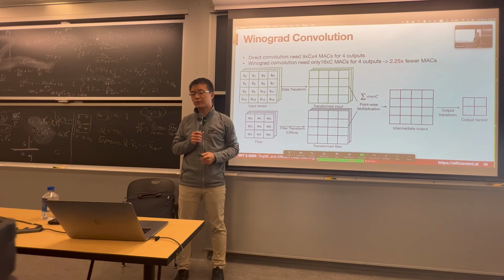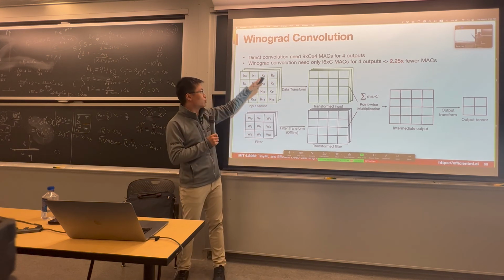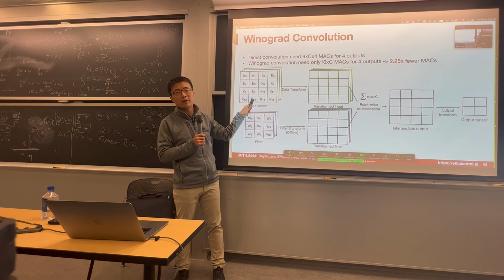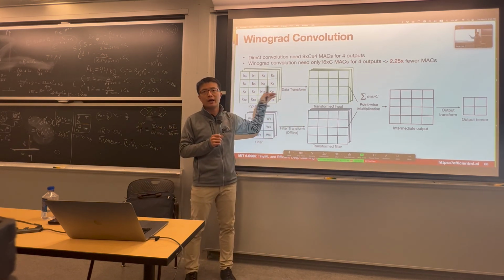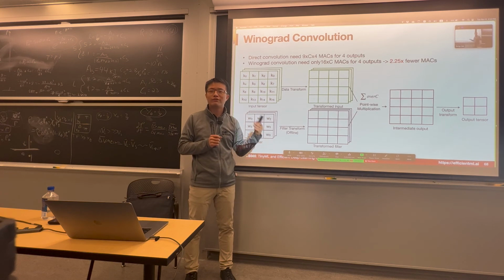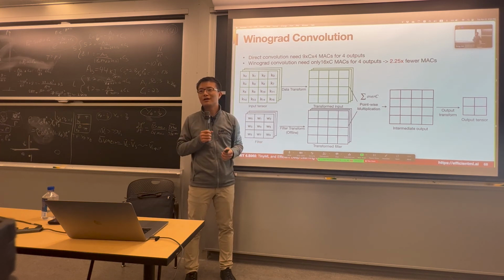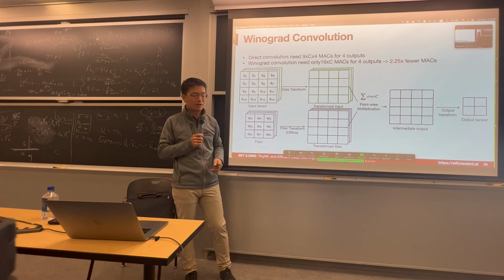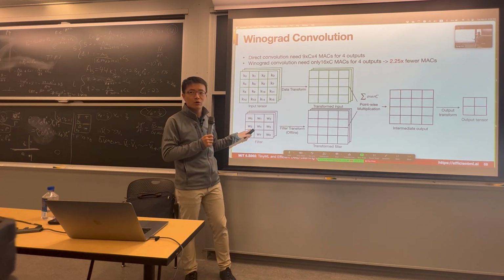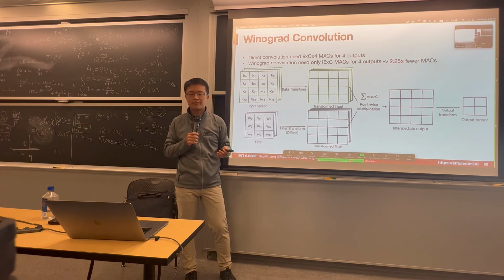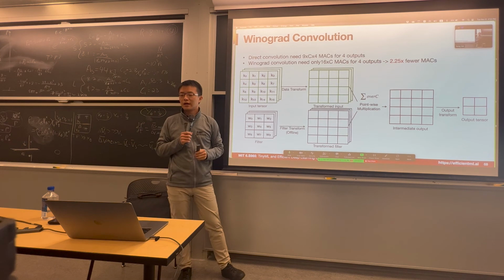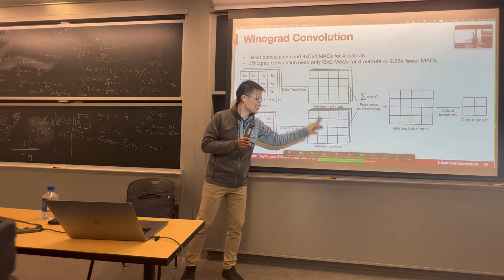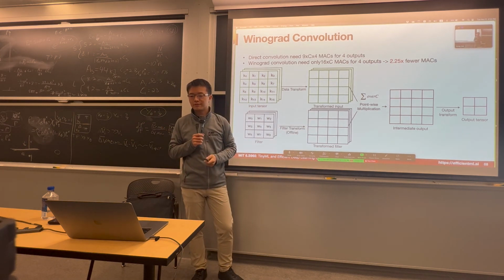And mathematically, we can do such a transformation to transform the 4x4 tensor into another 4x4 tensor using purely +1, -1, 0.5, 2. That can be done by shifting rather than multiplication. Similarly, for the kernel, we can also do such a transformation by having a matrix on the left, another matrix on the right, to transform it into a 4x4 matrix.